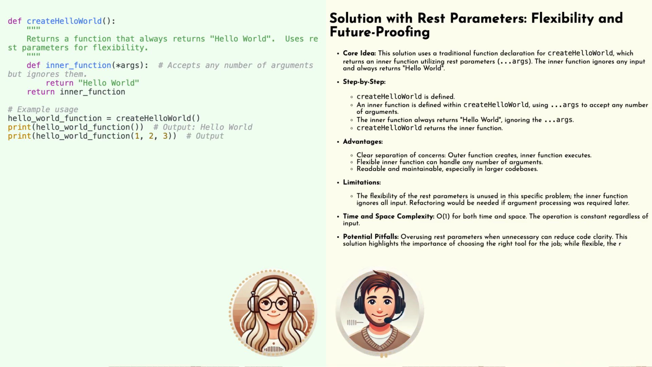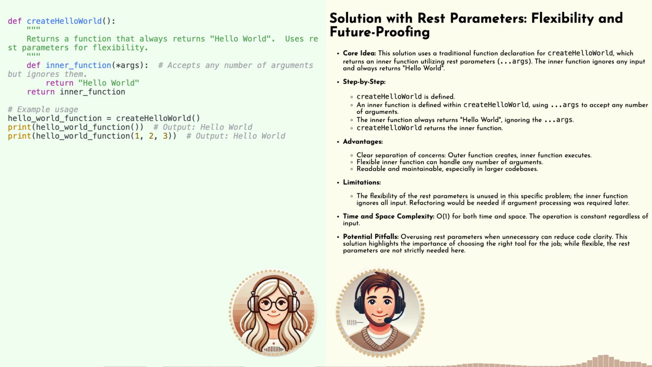Now, I'm ready to explore another approach. What about this solution that uses a traditional function declaration with REST parameters? Oh, yeah. It seems like a bit of a hybrid approach, combining the old and the new. You're spot on. This solution takes a more traditional approach. It uses the familiar function keyword to define our functions, but then it throws in this modern twist with REST parameters.